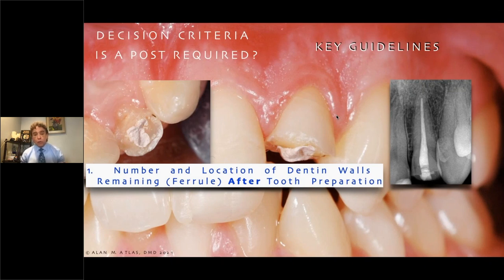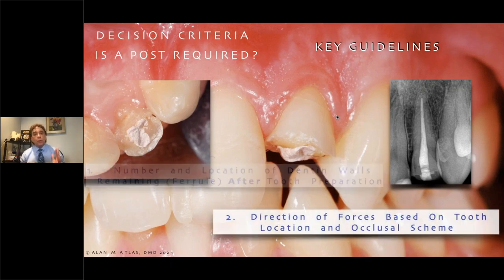Number one, if I need a post, it's going to be dependent upon how much tooth structure is left after removal of all the carious dentin. And then depending on how many walls are left after tooth preparation, I would determine whether or not I need a post. So I have to look ahead. I can't make the decision based on after caries preparation. I have to think about what the tooth's going to look like after I prepare it. This is something that we don't do, and we need to start doing it immediately.